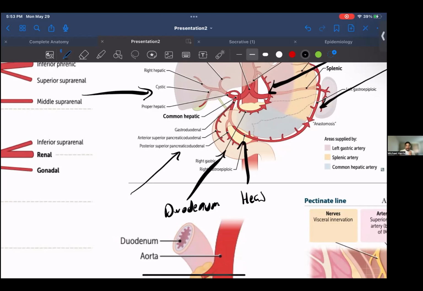So if you damage this artery supply or have to take it out, you also have to take out a portion of the duodenum, because that is where the blood supply is coming from. It's this pancreaticoduodenal artery.